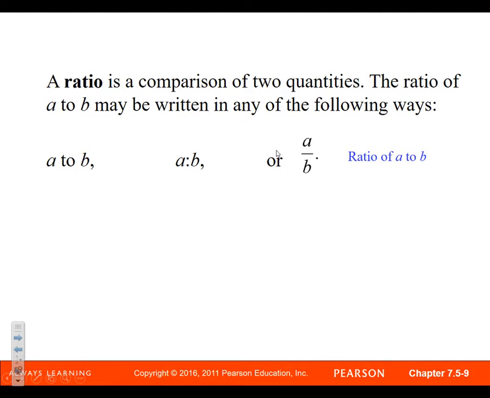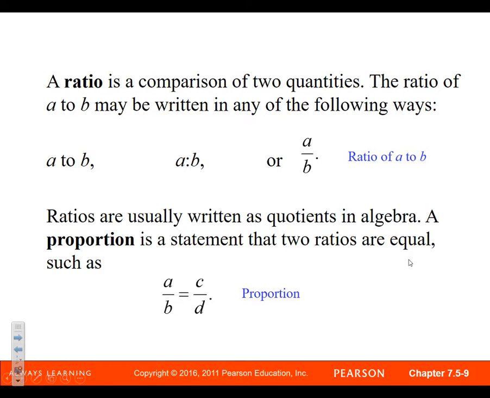A ratio is a comparison of two quantities. The ratio A to B can be written a couple of different ways. It can be written with words, A to B, or you can use the colon. You can use A colon B or A fraction bar B. They all mean the same thing. Ratios are usually written as quotients in algebra. A proportion is a statement of two ratios that are equal, such as A over B is equal to C over D.